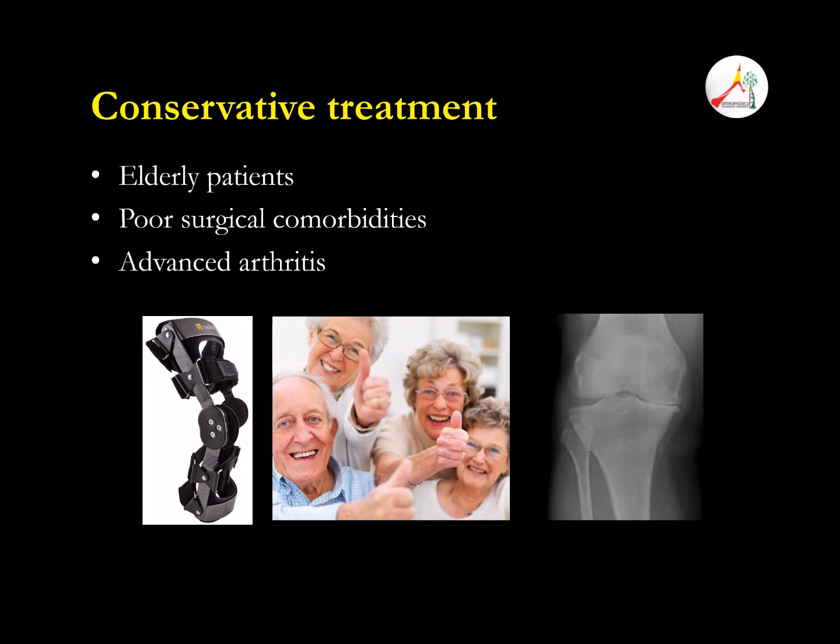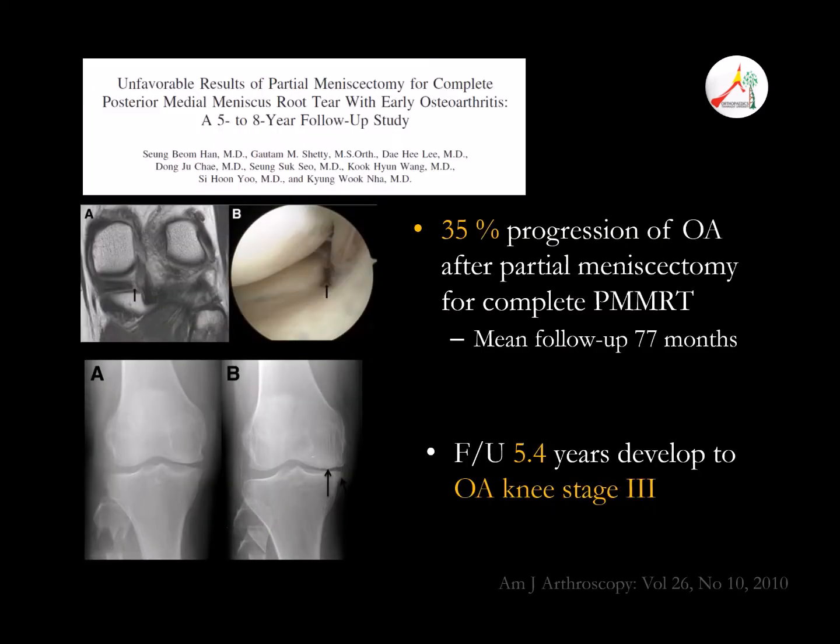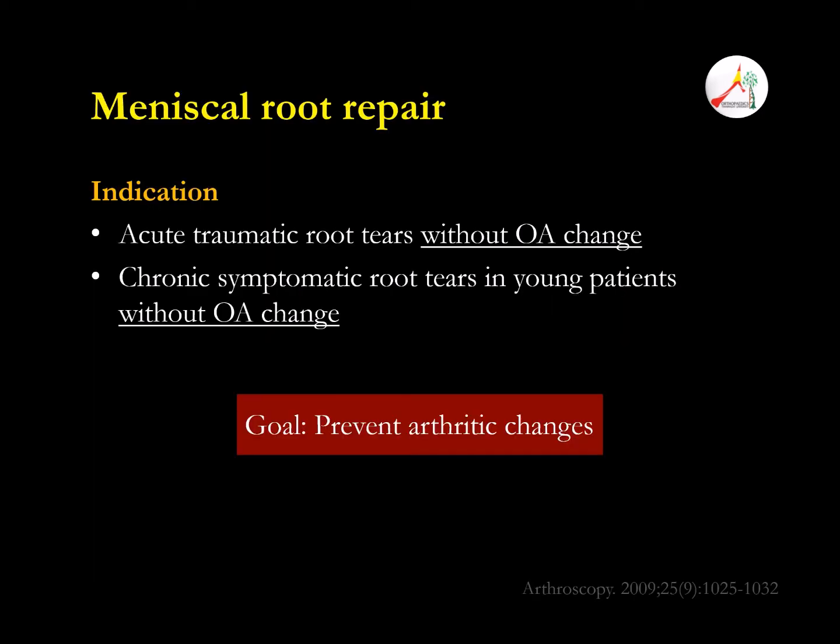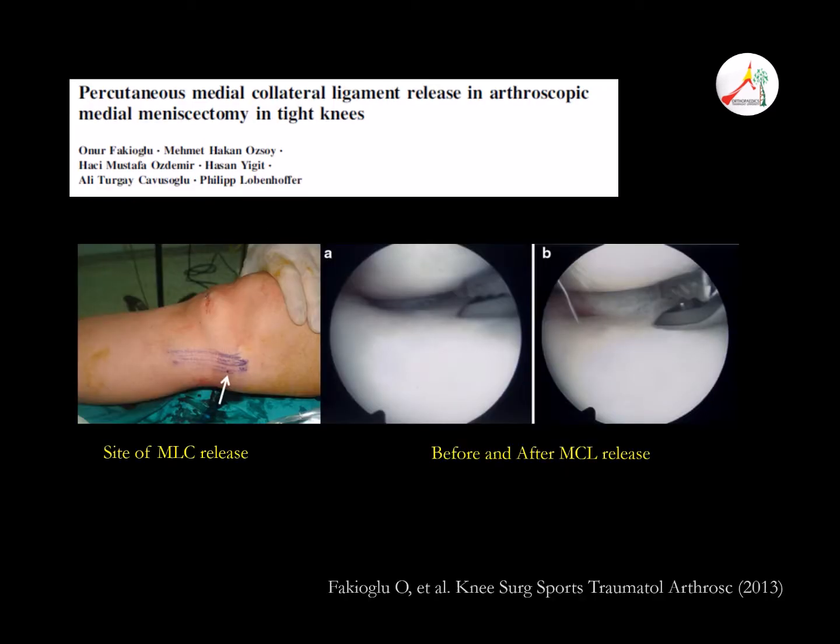In the elderly, this is a good indication if the patient is old enough and doesn't have so much problem, we conserve, like we do, with the patient's arthritic change. So this is a good paper, 5 years. The progress to type 3 also tried this. The indication for repair is a patient that has a root tear, acute or chronic, without arthritic change.